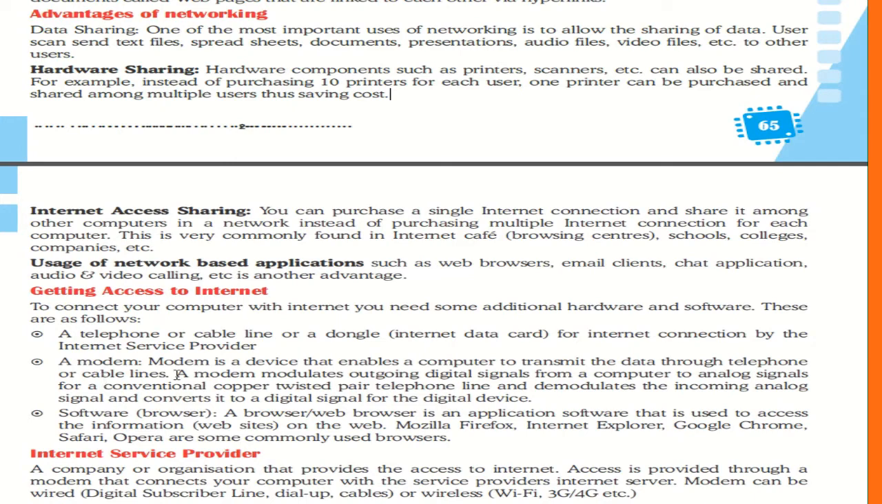Next is a modem. A modem is what? It is a device that enables a computer to transmit data through telephone or cable lines. A modem modulates outgoing digital signals from a computer to analog signals for a conventional copper twisted pair telephone line, and demodulates the incoming analog signal and converts it into a digital signal. Modulation and demodulation.